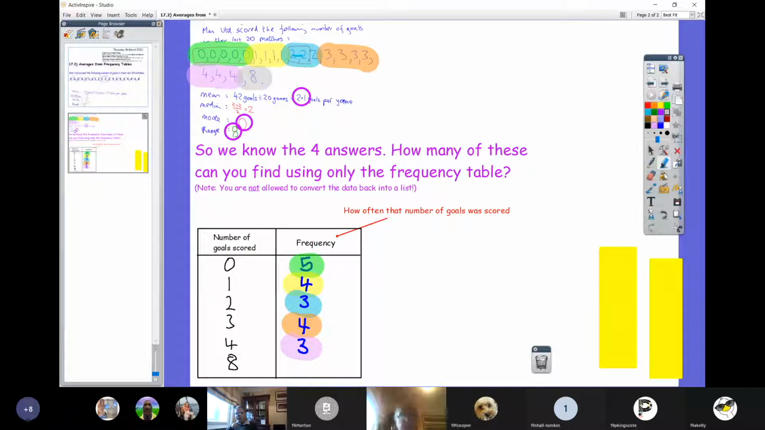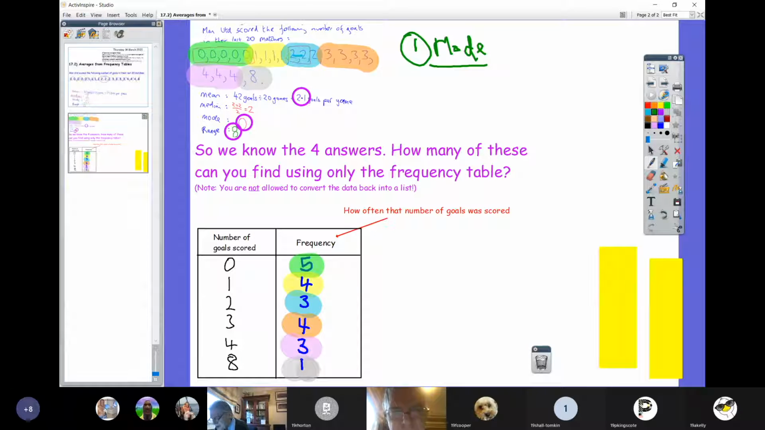Now, how can we go and work out all those numbers from the table? Well, let's start off with the easy one, the mode. Let's do the two easy ones first. So how would we work out the mode? Now, the mode is what happened most often, okay? And we know the answer is going to be 0 goals. So how could we work out from that frequency table what happened most often? Well, this is the easy one.